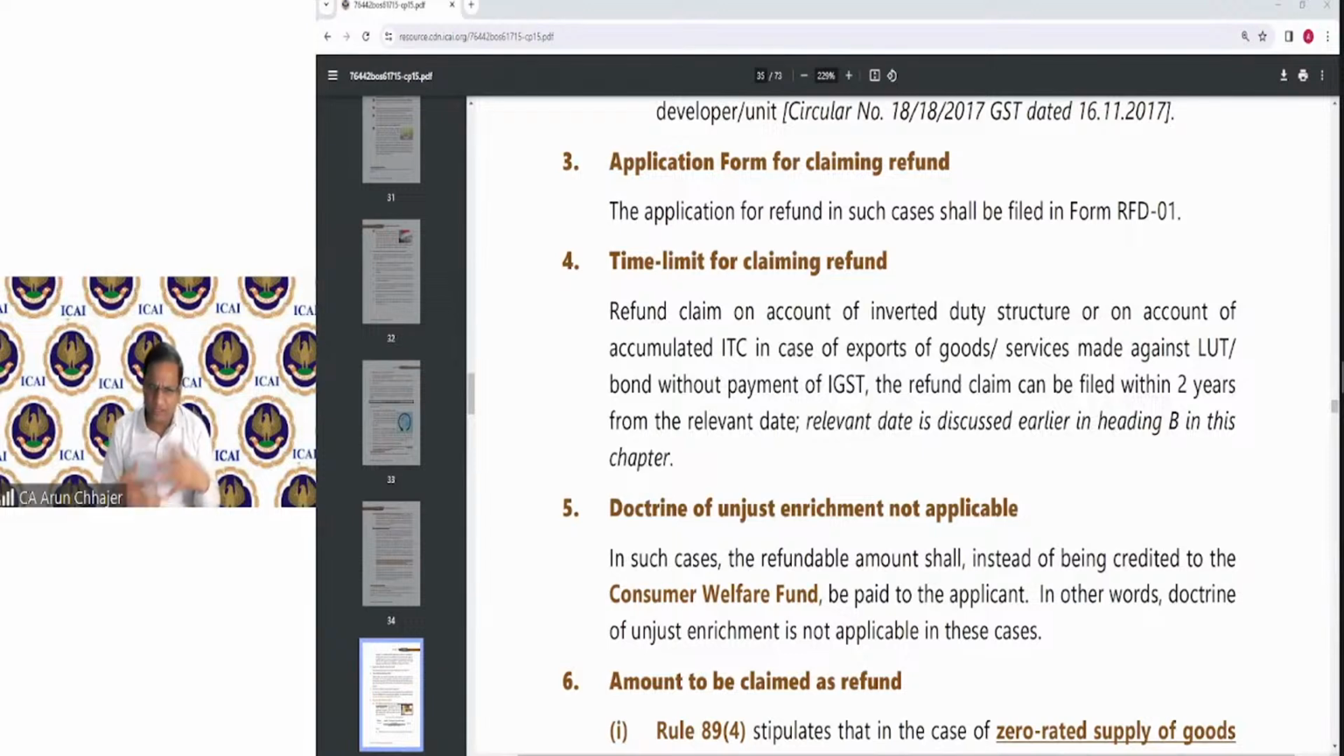Example. I'm just taking one example, not appropriately linked with the refund chapter, but you will be able to understand the unjust enrichment concept. Let's say you are making the supply to the SEZ unit or developer. You are raising the invoice by charging the GST of 18,000. इनवॉइस आपने कितने का किया? 1 लाख रुपए का किया. And you are raising the invoice by charging the GST of 18,000.